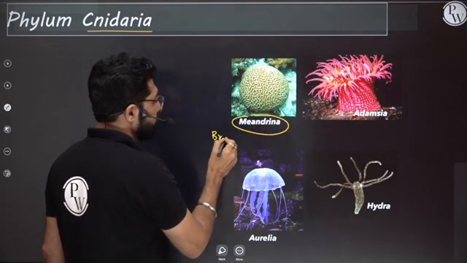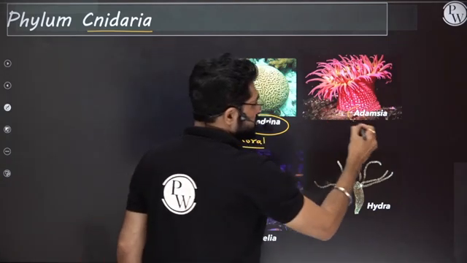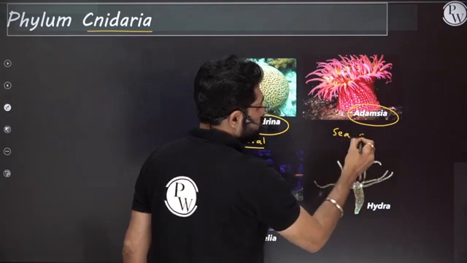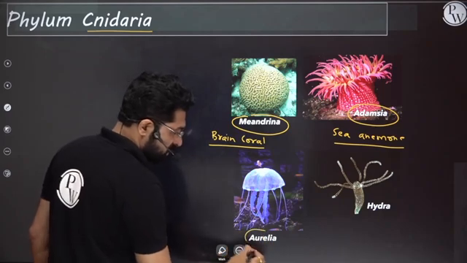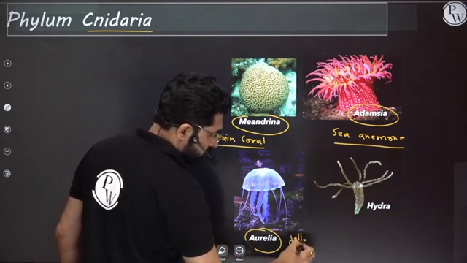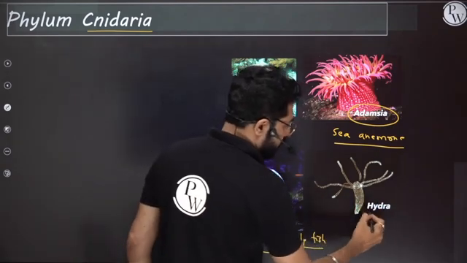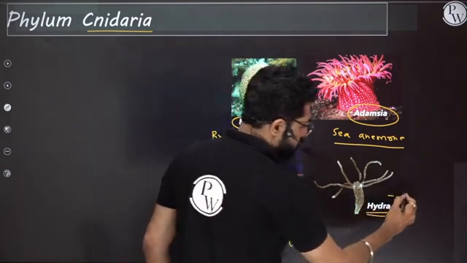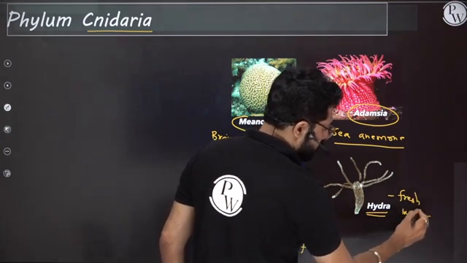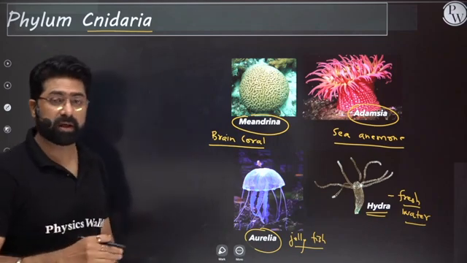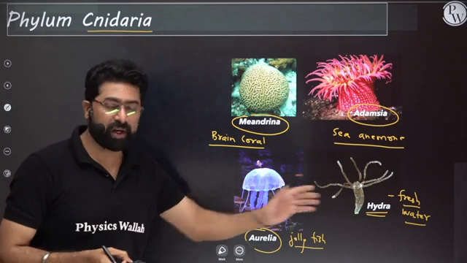Meandrina is called brain coral. Adamsia is sea anemone. Sea anemone is Adamsia. Aurelia is jellyfish. Please write down all these points. Jellyfish. Hydra. Hydra is the freshwater inhabitant. It is found in fresh water. Mostly the sponges and the other Cnidarians are marine, but Hydra is freshwater.